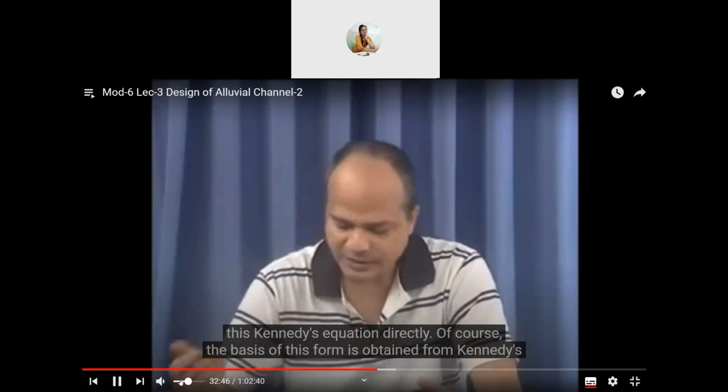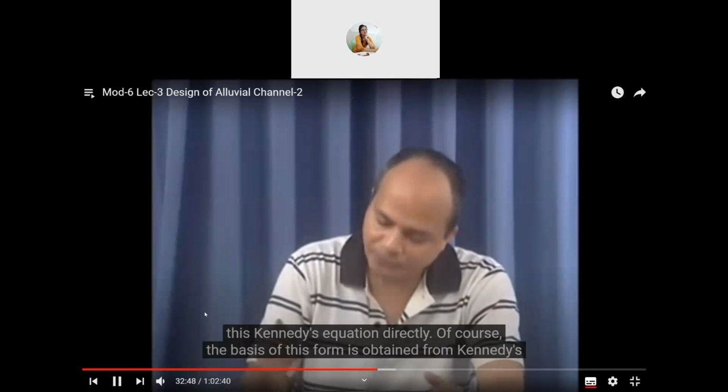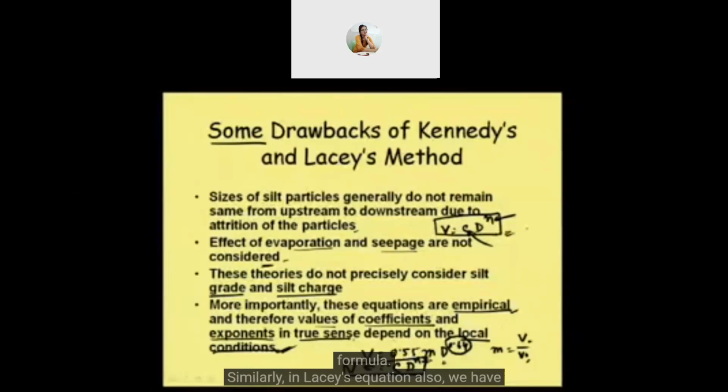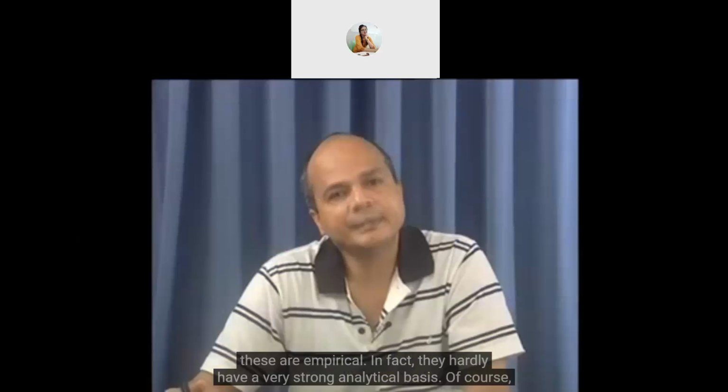Using this Kennedy's equation directly. And of course, the basis of this form is obtained from Kennedy's formula. Similarly, in Lacey's equation also, we have several coefficients and several exponents. So we should take care of those values, and these are empirical. In fact, they hardly have a very strong analytical basis.